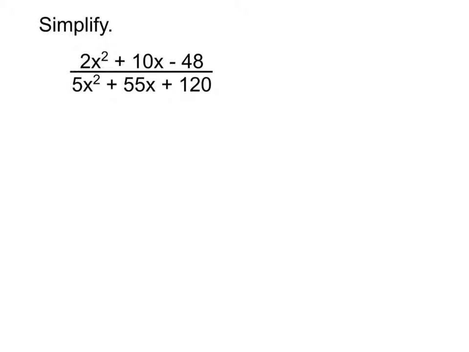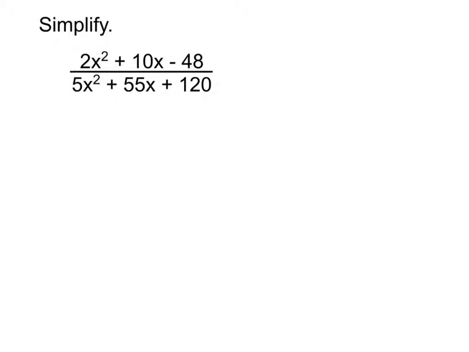Now, as you start this problem, is there anything I can divide out of every single term on the top and the bottom right now? No. Because there's nothing, for instance, that would go into both 10x and 55x and 48. There's nothing that goes into even those 3, let alone all 6 of them. So we are going to want to factor it first.